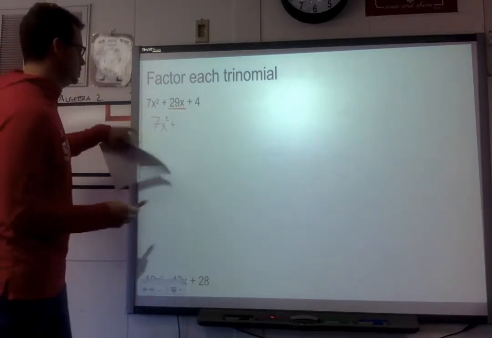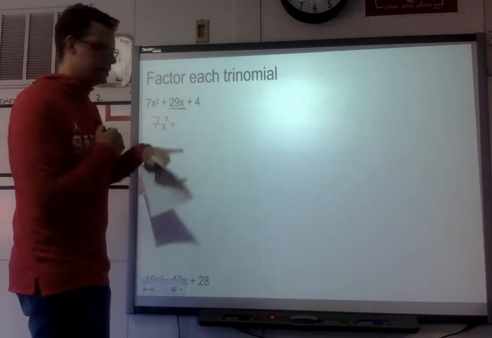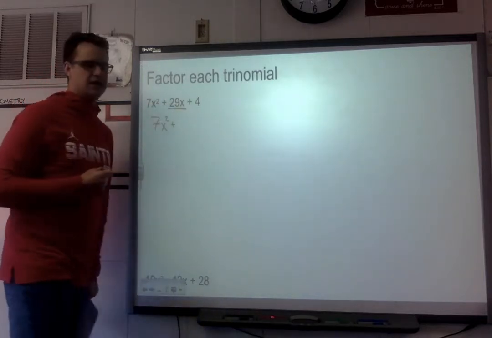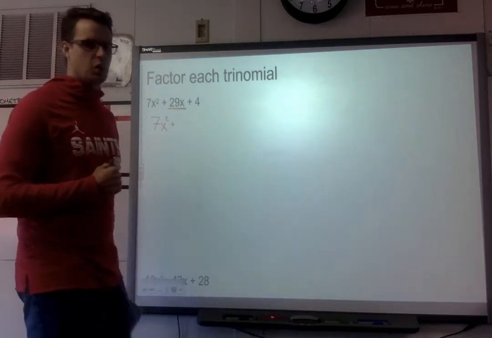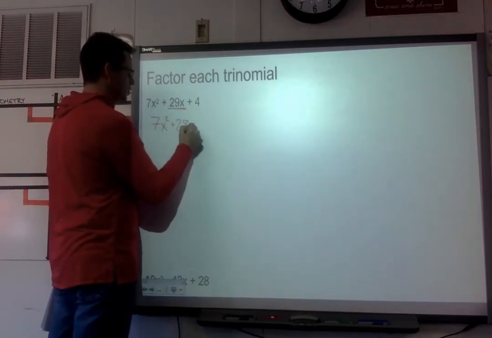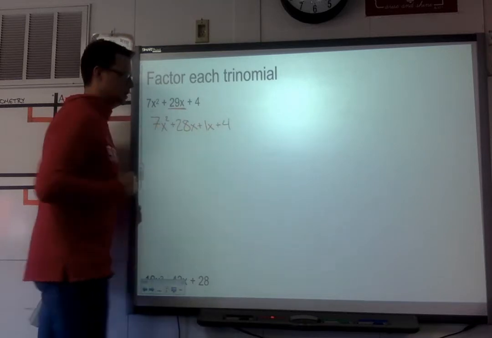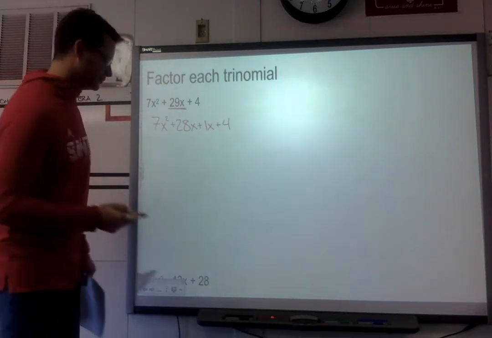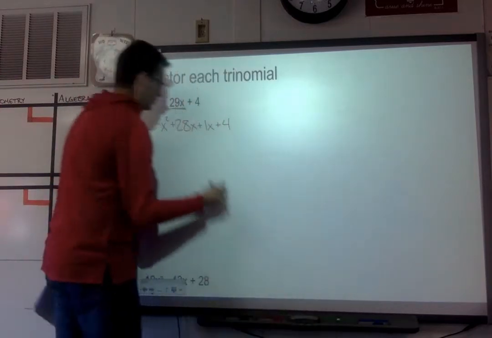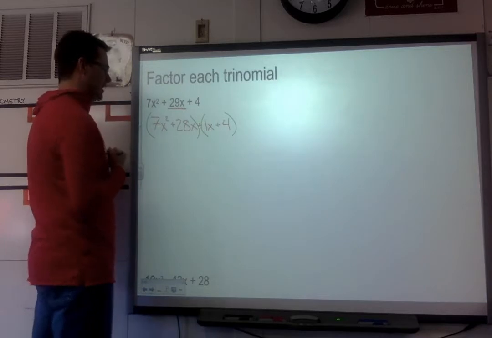And it needs to be two numbers that multiply to a times c, which in this case is 28, and that add to 29. In this case, that's going to be 28 and 1. So instead of 29x, I'm going to have 28x plus 1x plus my 24 at the end. Now I'm going to break this up into two groups and factor.